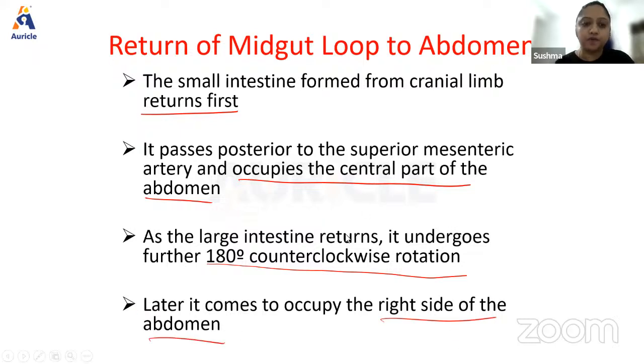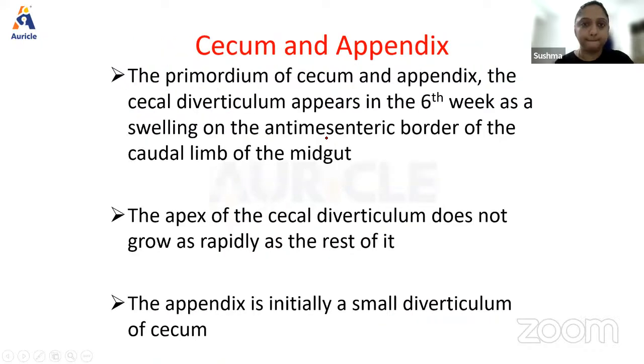What is the first structure to return? It is the small intestine. Small intestine is the first structure to return. Then after that, I have the large intestine, which undergoes a 180-degree counterclockwise rotation, and it further enters into the abdominal cavity.